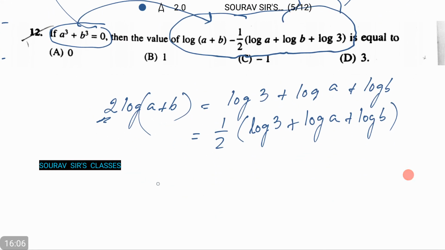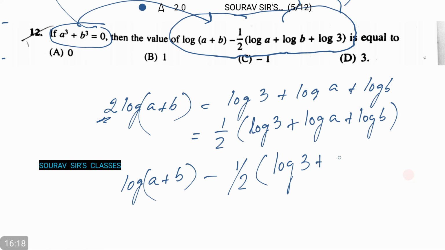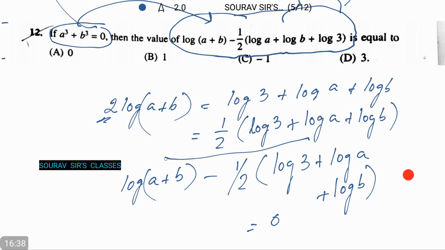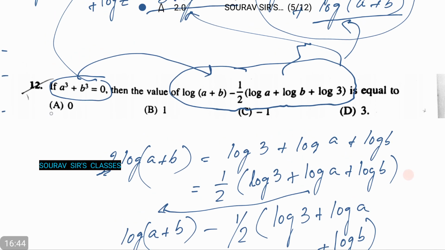Now we have log of a plus b minus half of log 3 plus log a plus log b, which is the required expression, and this is eventually 0 because the right hand side is 0, since we have transferred this to the left hand side, right? Plain and simple. So we have the answer 0, right? Moving on to the next one.